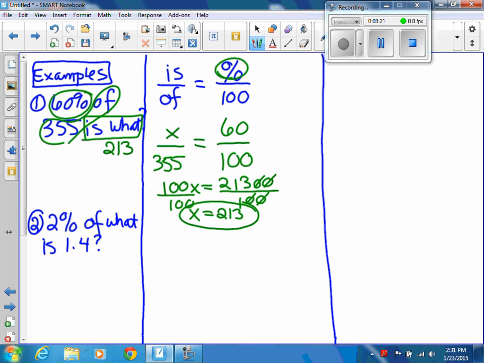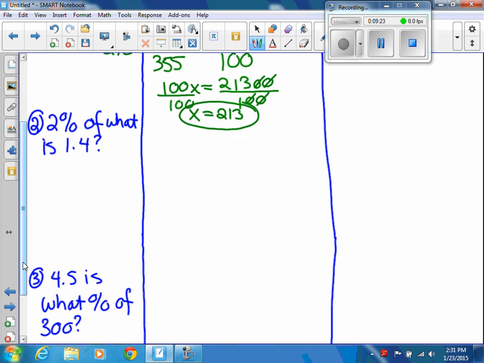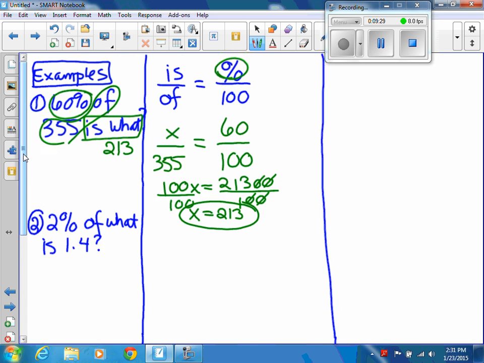This next one here, 2% of what is 1.4? Oh, actually, I'm sorry. Let me go back. I want to show you the other way to do this. Okay, this is the other way we can do this. I can always have this particular question. Instead of using this, which is my is over of equaling percent over 100, I can write it as a question, and I can write it like this.